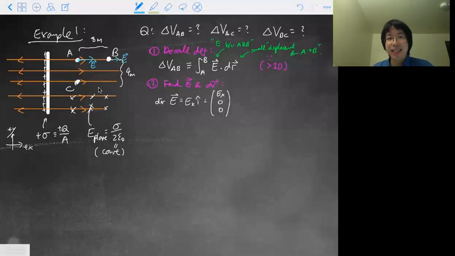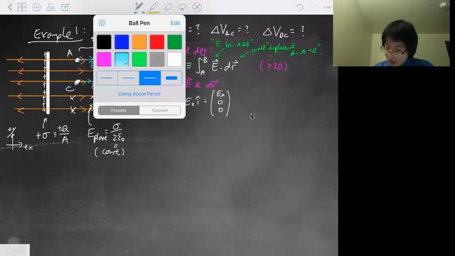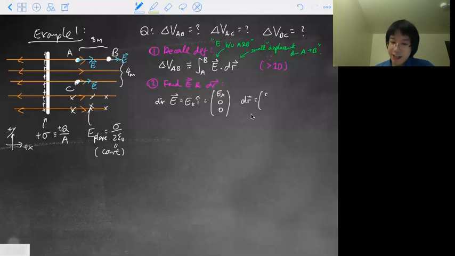Immediately make the other two: there's no Y component and no Z component. Now dr is, as we said, dx, dy, dz, a small change in every possible direction. And then, what is Ex? Well, let's have the magnitude. Just remember, the magnitude of this is just the magnitude of Ex in this case only.